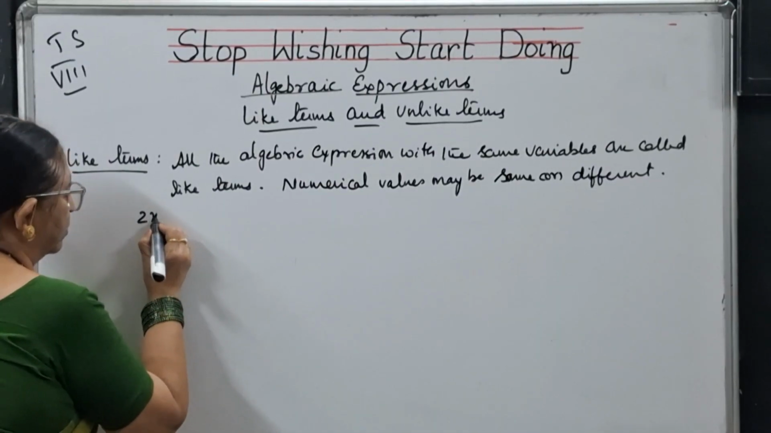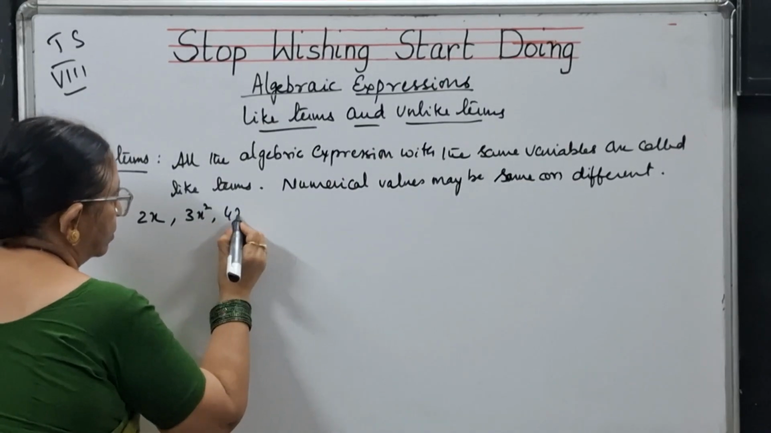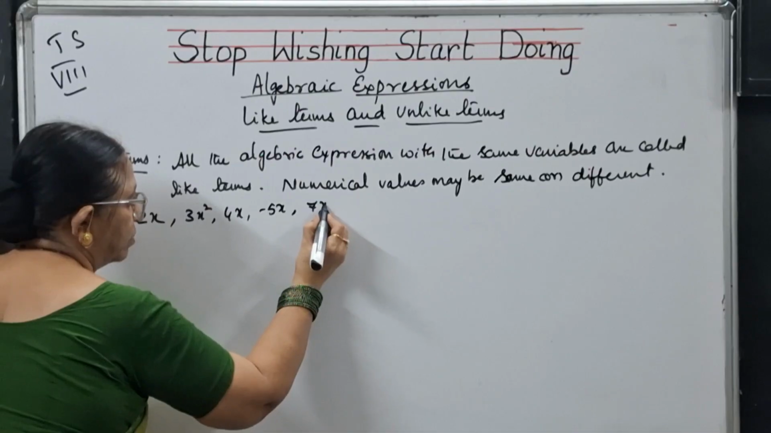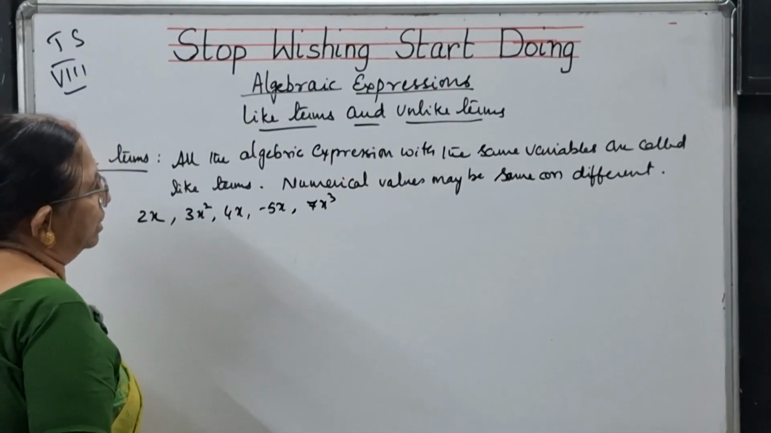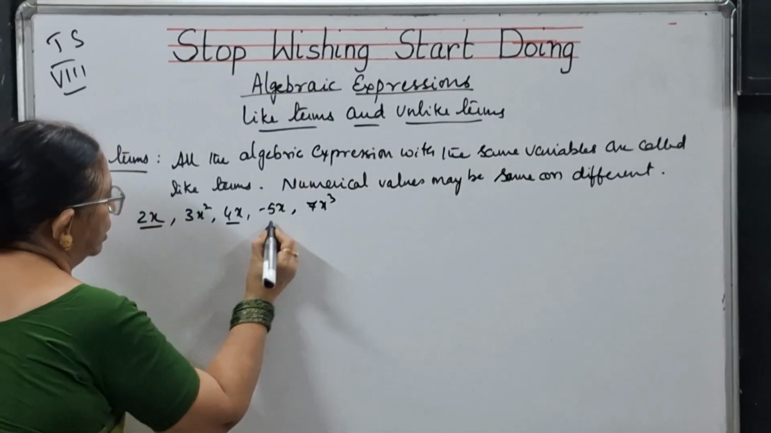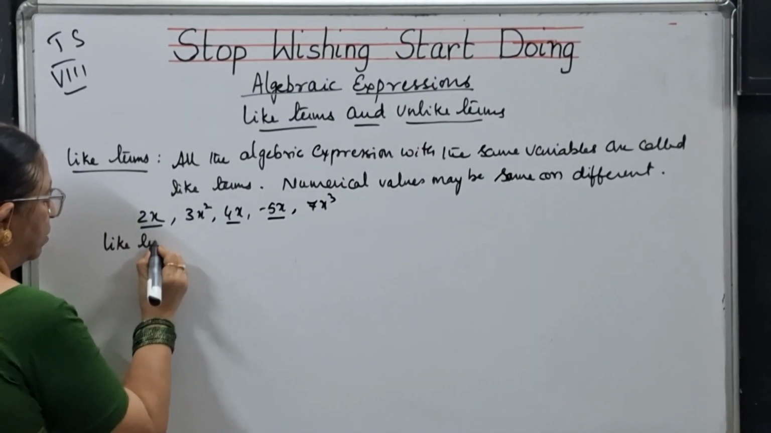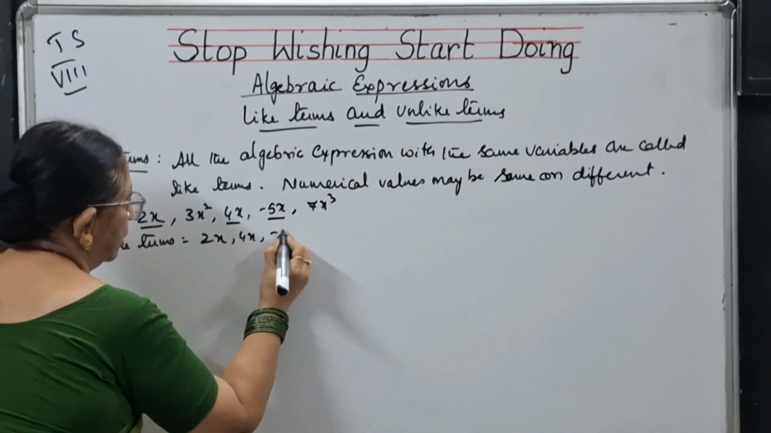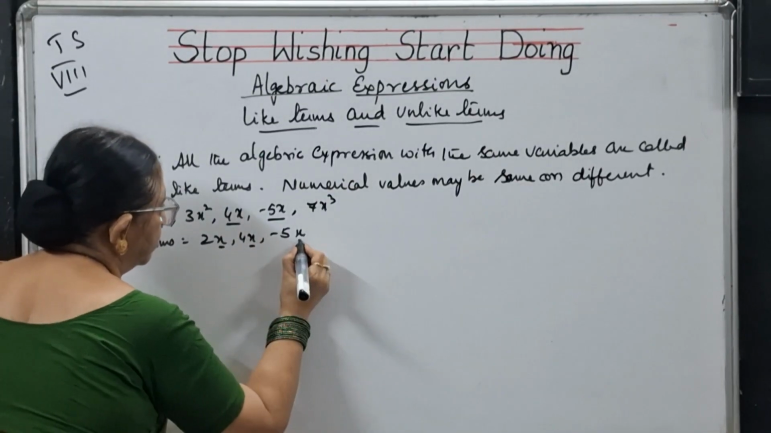Suppose you have got 2x, 3x square, 4x, minus 5x, 7x cube. These are the terms. In this, what are like terms? Like terms are 2x, 4x, minus 5x. Why are they like terms? Because they have the same variable.